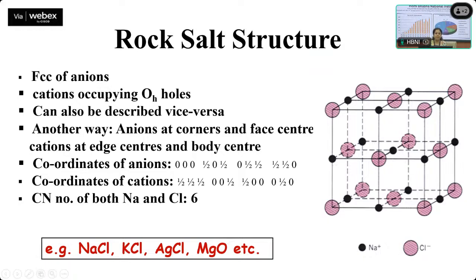So you have 4 anions and you have to have 4 cations. The one at the body center is half, half, half, and then you can find the coordinates of any 3 edge centers, which will be the positions of your cations.